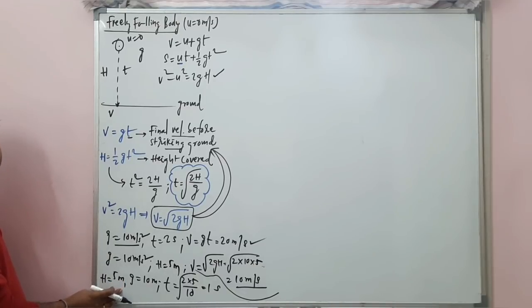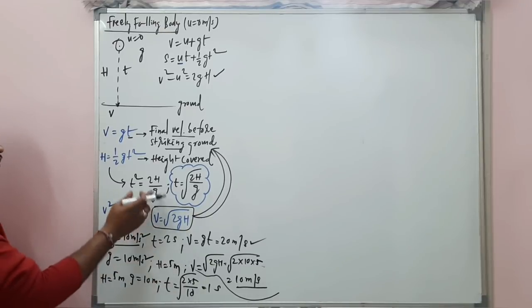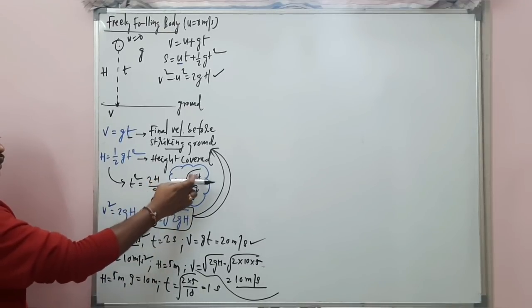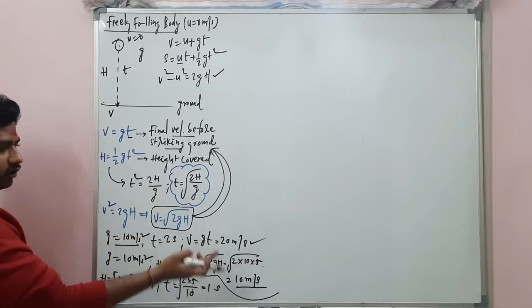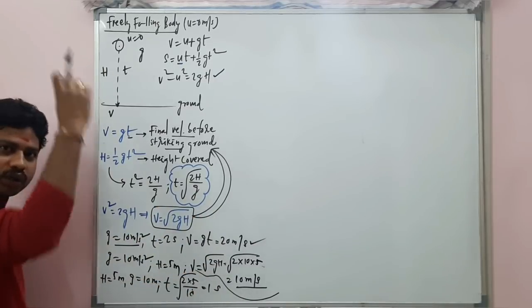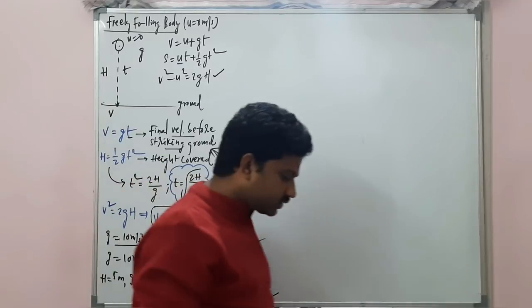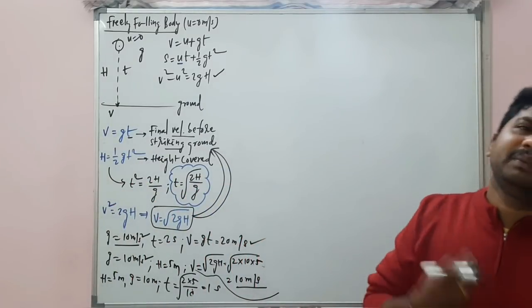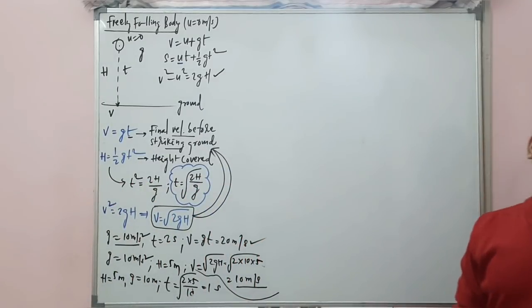Height is given. g is given. So they ask you to find time. Time is equal to root 2 into height by g. You do it, you get 1 second. That's the time taken by the body to reach the ground. Okay, in this way questions will be asked. It's so simple, my dear children. So simple. Alright.